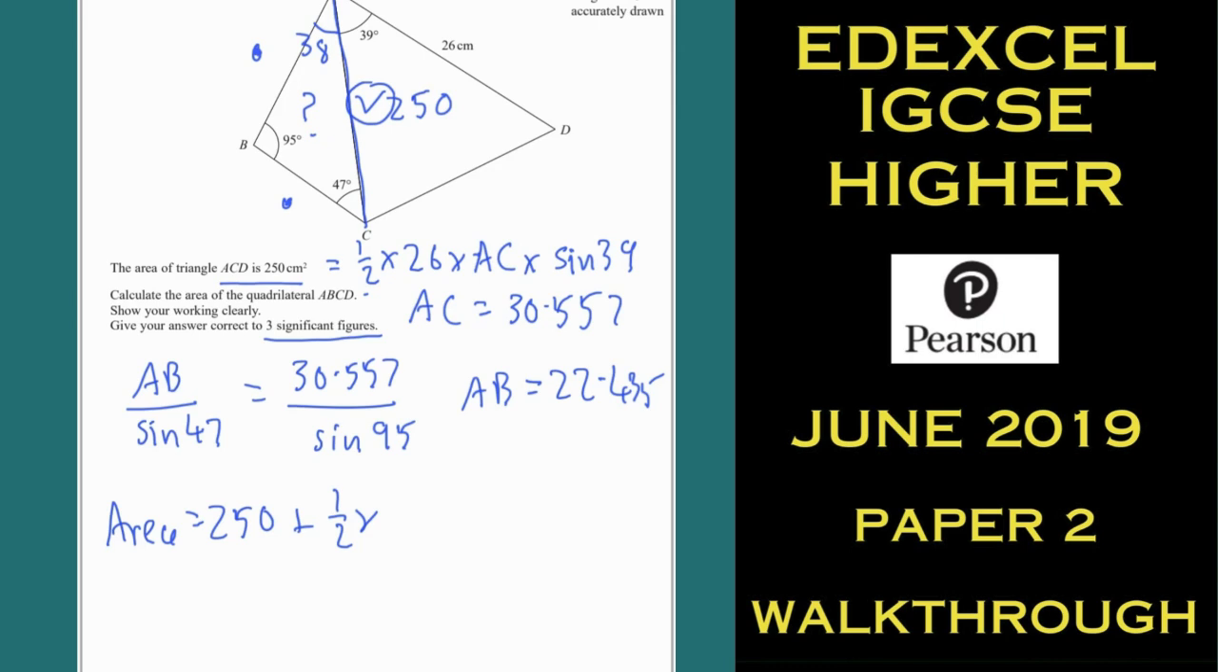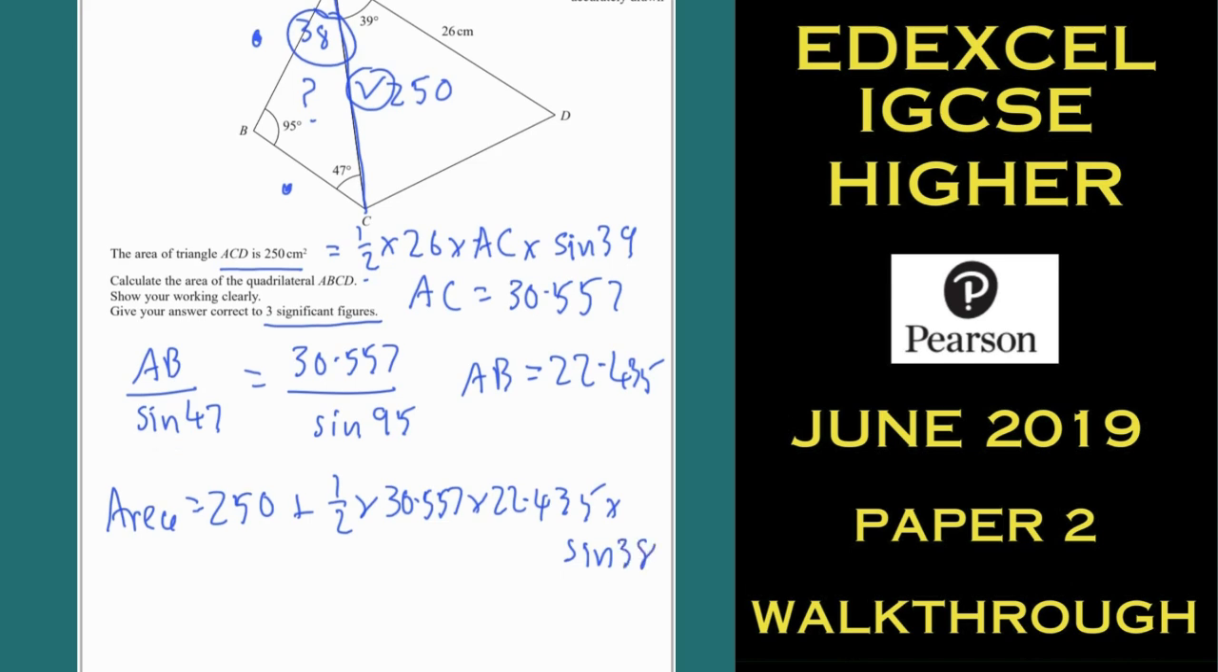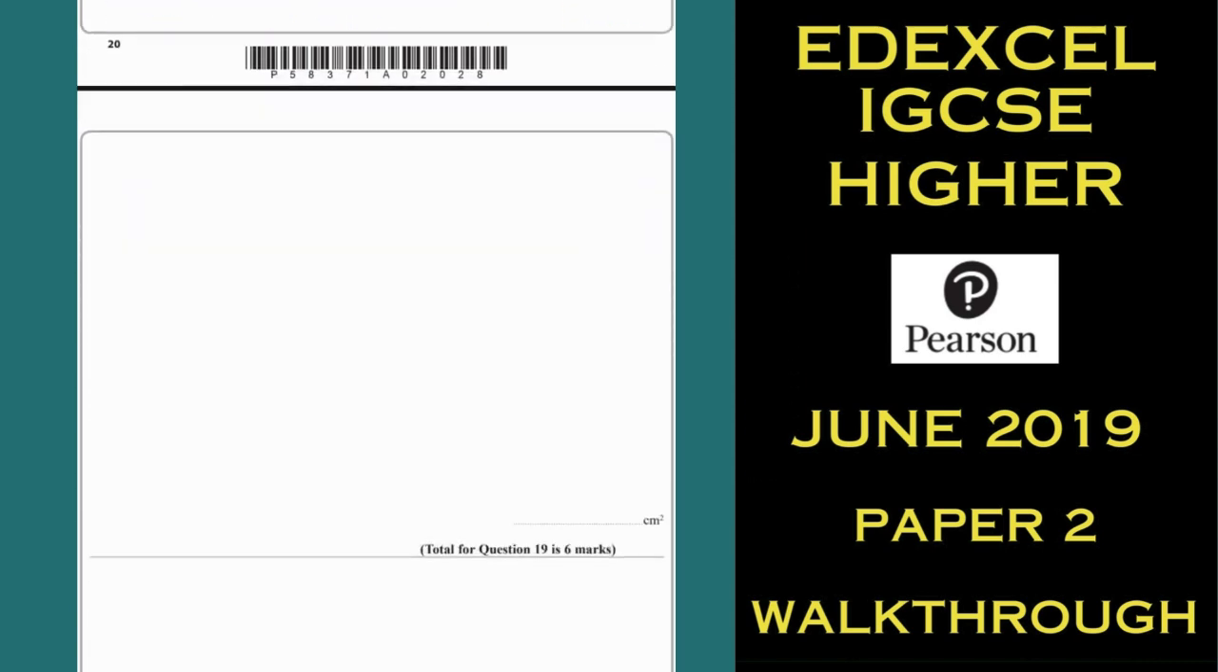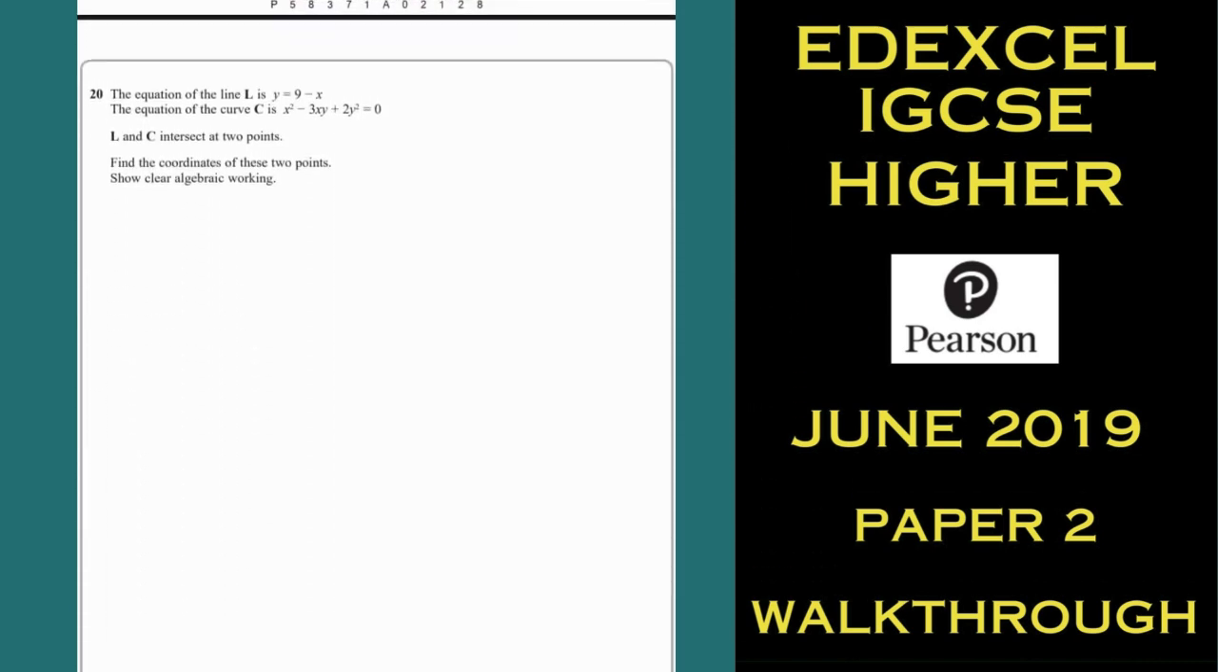So the two sides we know are 30.557 and 22.435, and the angle between them is actually the 38. And obviously, all that's going in your calculator. 461.058. It wanted 3 sig figs, so do as you're told. And it seems like I've scrunched that into a small space because they gave us loads more.